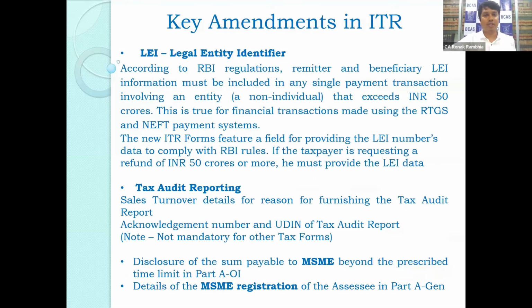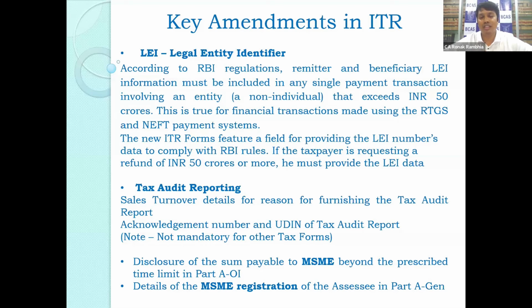Further, now we'll go into some key amendments in the ITR. Akshar has taken us through most of the amendments. Some of the amendments which I would like to touch upon: one is the legal entity identifier. Currently, RBI has come up with this LEI, which mandates that the remitter and the beneficiary LEI information must be included in any single payment transaction involving an entity that exceeds rupees 50 crores. This is true for financial transactions made using RTGS and NEFT payment systems. The new ITR form features a field for providing this LEI number data to comply with the RBI rules.